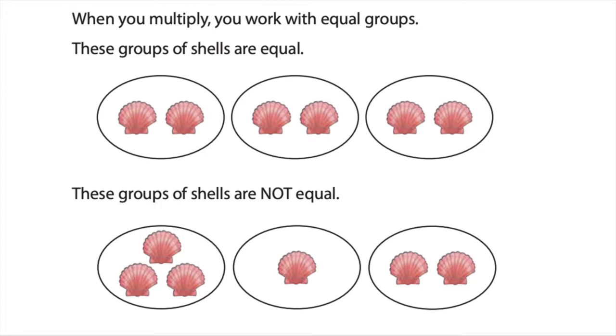When you multiply, you're working with equal groups. In the top picture, there are groups of shells that are equal. Each group has 2 shells. That makes them equal. Down here, there are groups of shells that are not equal. They all have different numbers of shells in them, so those are not equal groups.